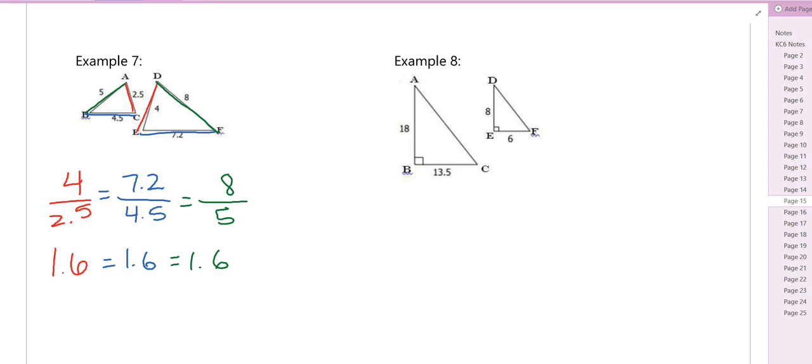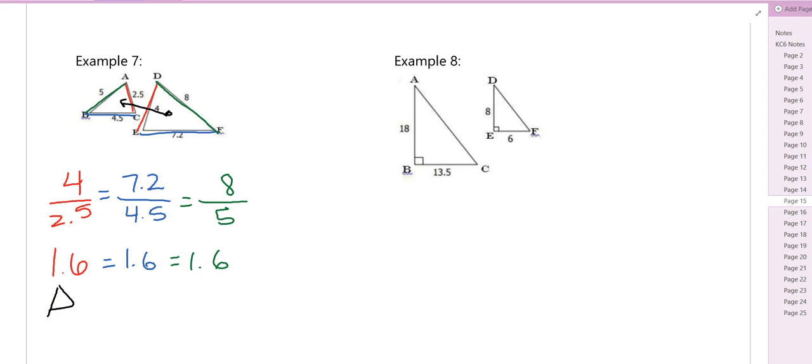One of the biggest things too is remember that the numbers on top of your fractions should all be coming from the same triangle. If you're going from this triangle to that triangle, then you have to do that for all 3 ratios. You can't flip the order and then say, okay, now I'm going from the little triangle to the big one. You have to keep that order the same.